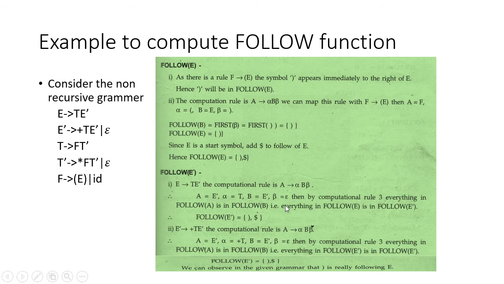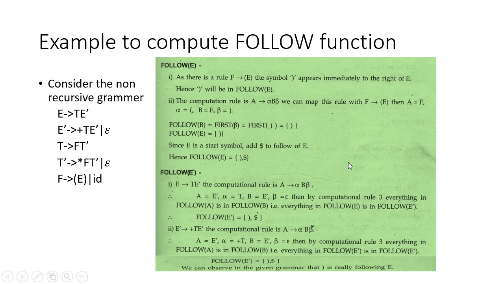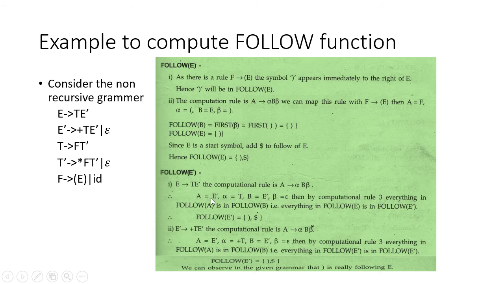This rule says that if there is a production A derives alpha B beta where first of beta contains epsilon, so if you notice in this case first of beta contains epsilon. Beta is epsilon, so first of beta is epsilon. So we have to say follow of A is in follow of B, as the rule says. So follow of A is E dash, and follow of B is E dash.